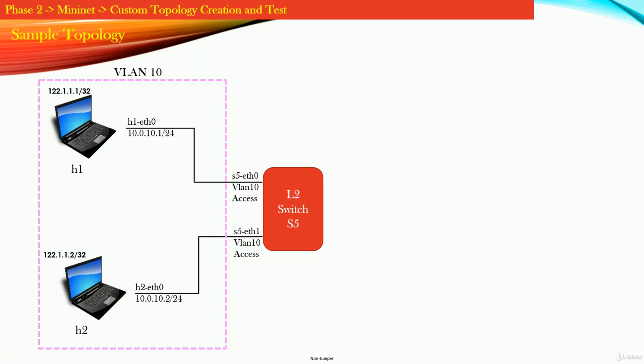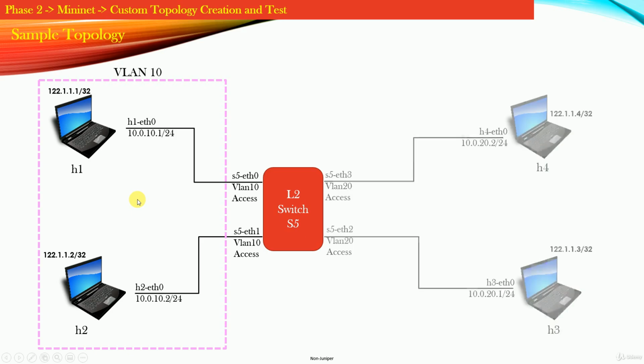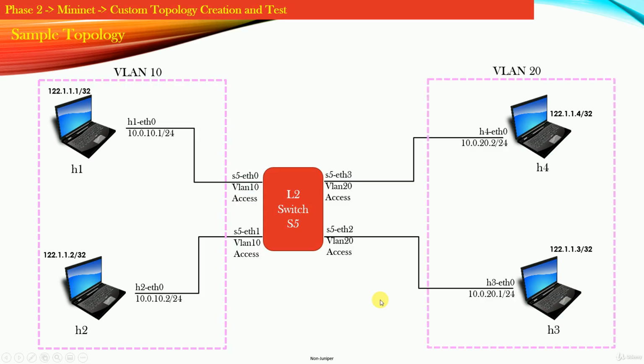We will write a Python program in order to build up this network topology, and I will show you how host machine H1 can ping H2 and vice versa. And once we achieve this milestone, then we will add on to this topology to add more complexity, right? So in the next phase, what we will do is add two more host machines to this topology, but this time these two host machines would be present in a different subnet, that is VLAN 20, right?